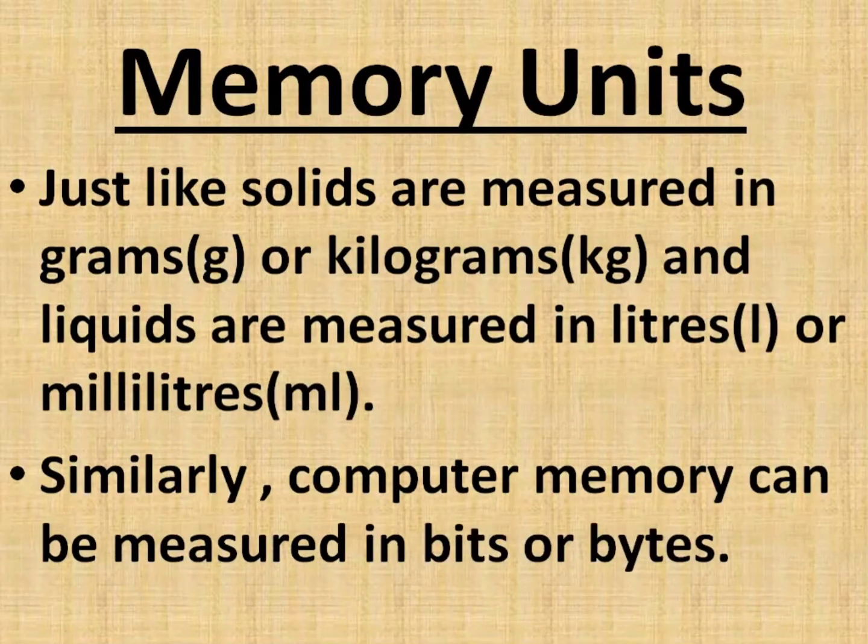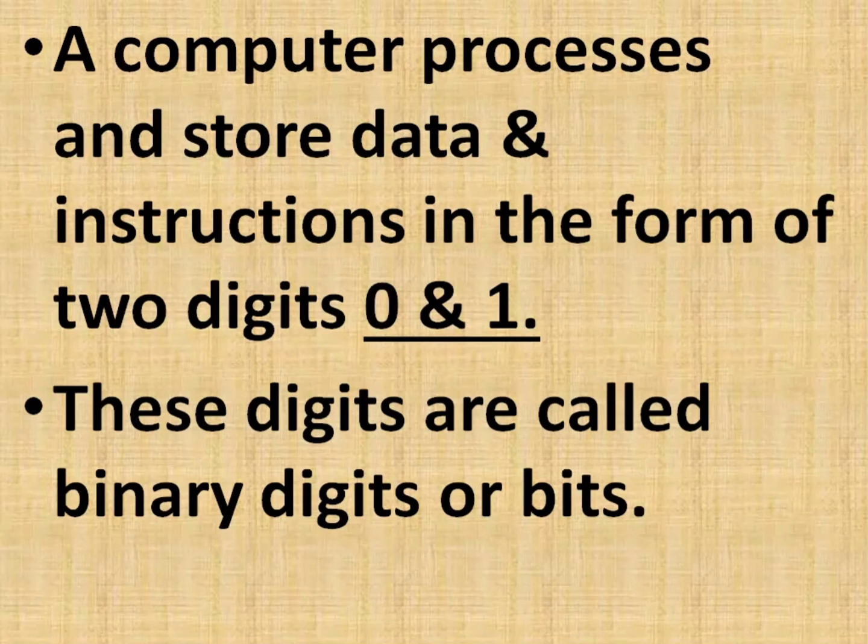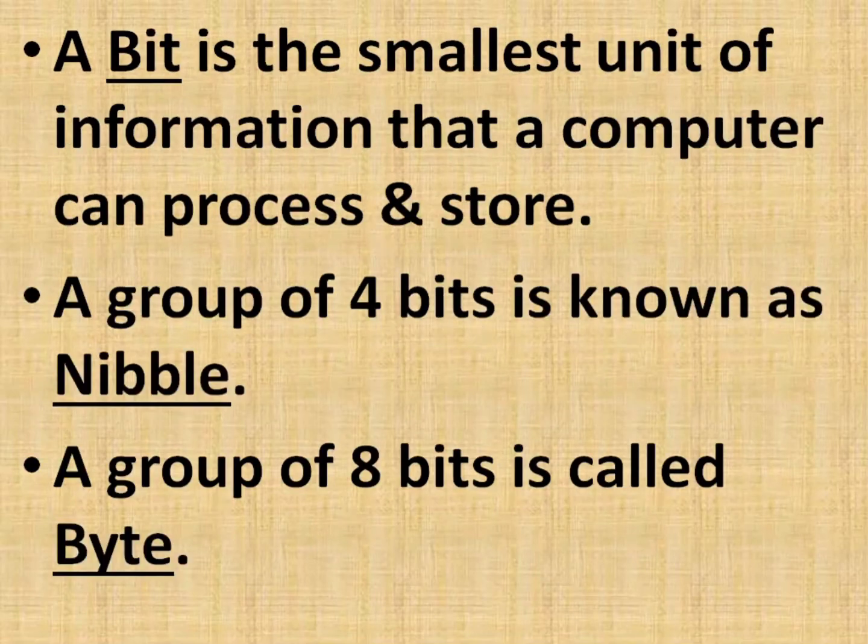Now, what are the units of memory? Just as solids are measured in grams or kilograms and liquids are measured in liters or milliliters, in the same way, computer memory can be measured in bits or bytes. A computer processes and stores data and instructions in the form of two digits, 0 and 1. These digits are called binary digits or bits. A bit is the smallest unit of information that a computer can process and store.